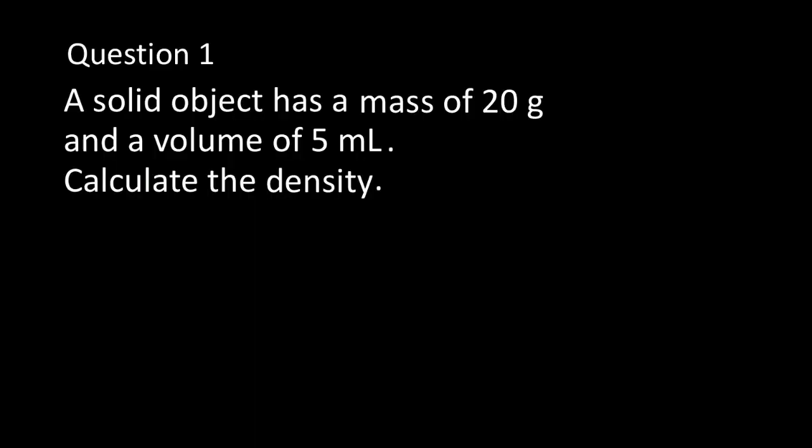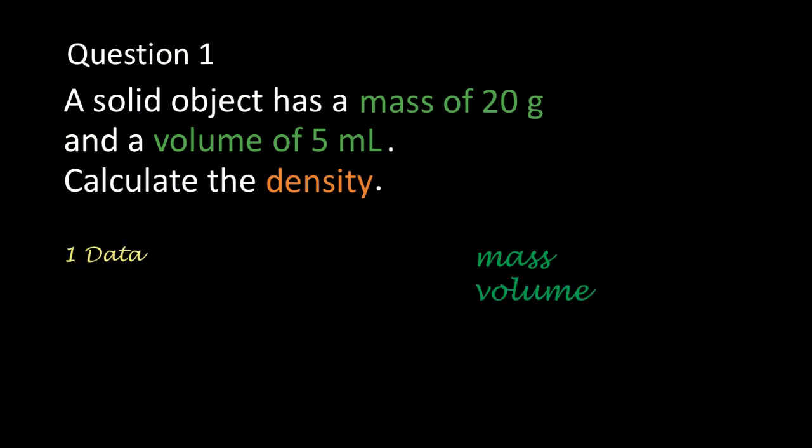Question 1. A solid object has a mass of 20 grams and a volume of 5 milliliter. Calculate the density. Okay, they tell you two things here about the object. First, they say it has a mass of 20 grams and it has a volume of 5 milliliter. And what is it that they want you to do? They want you to calculate the density. So they give you mass and volume.